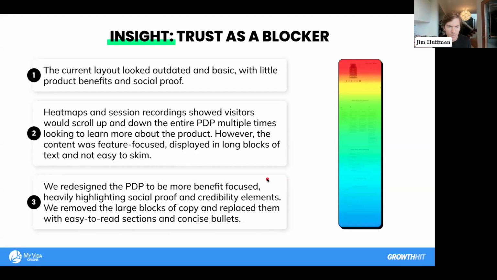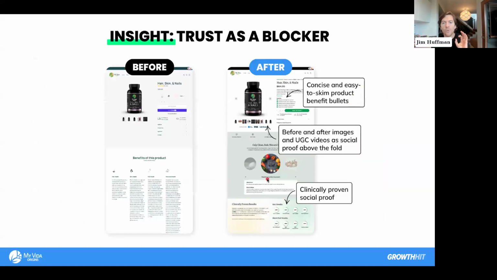And so we wanted to design the PDP to be more benefit focused to really help people get the answers they need. So here's the before and here's the after. Again, first, we saw people working so hard going up and down the page. What if we just gave them what we think they were looking for, to answer those core questions or address those points of friction right here in a scannable way? So putting those bullets right here, concise and easy to skim.